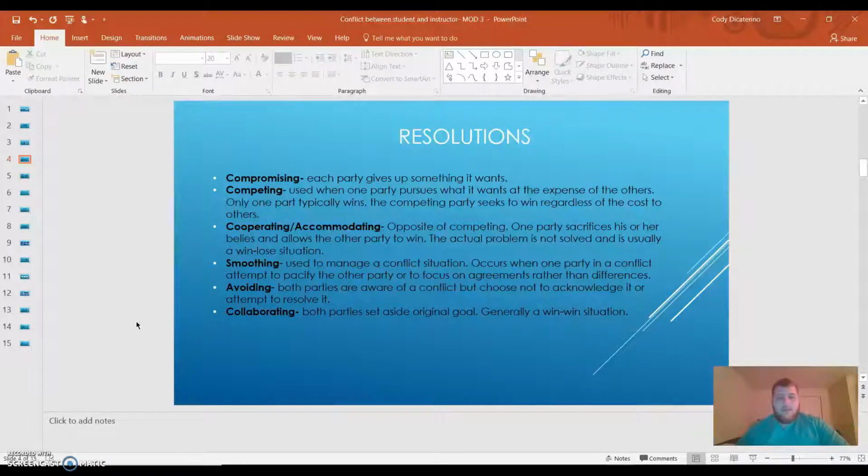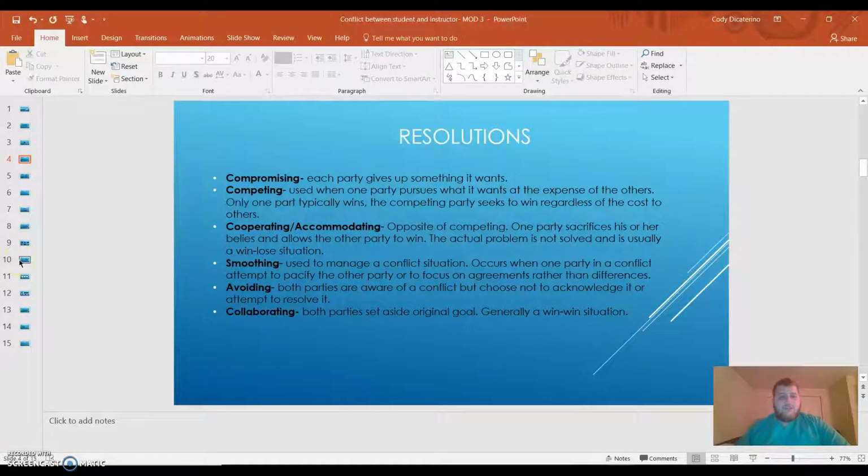Cooperating and accommodating is the opposite of competing. This is when one party sacrifices his or her beliefs and allows the other party to win. The actual problem is not solved and is usually a win-lose situation. So basically one person gives up while the other wins.